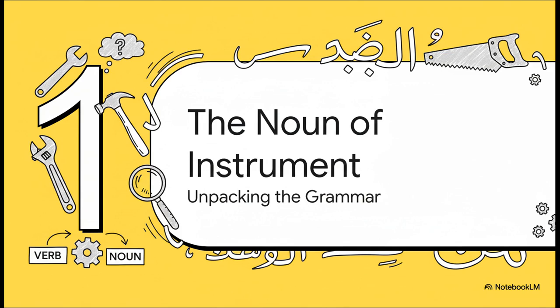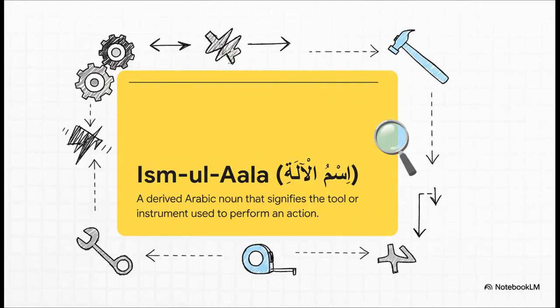Now, that literally translates to the noun of the instrument. Think of it as this little engine inside the language that just turns actions into tools. Okay, so what is it technically? al-Aalah is a derived noun. And that word, derived, is absolutely crucial here. It means the word isn't just invented out of thin air. Nope, it's engineered directly from the verb, from the action word itself.